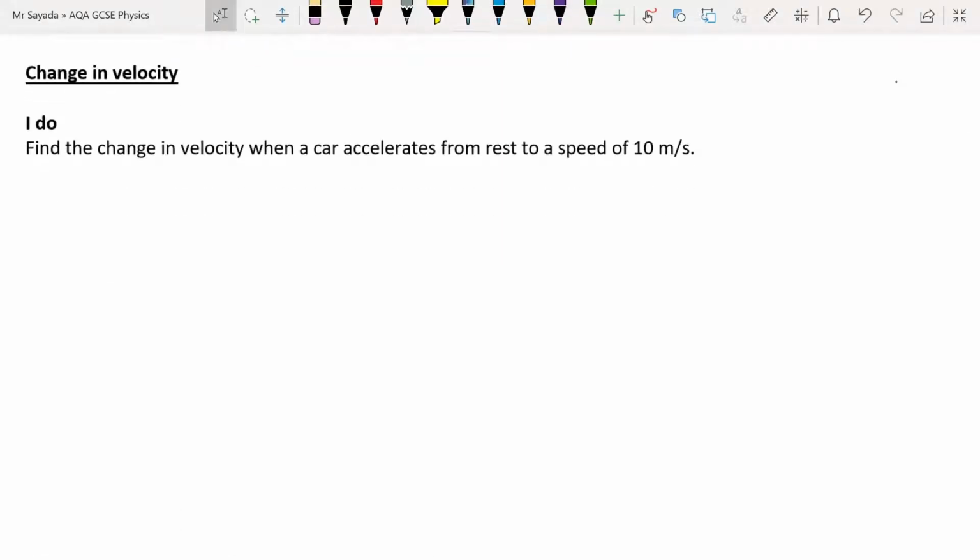So we're going to start by looking at change in velocity. Please pause the video and read this question. So the question wants to know, what is the change in velocity? We're not yet working out acceleration, we're just working out a change in velocity. So the way to work out a change in velocity is like this. A change in velocity is your final velocity minus your initial velocity.